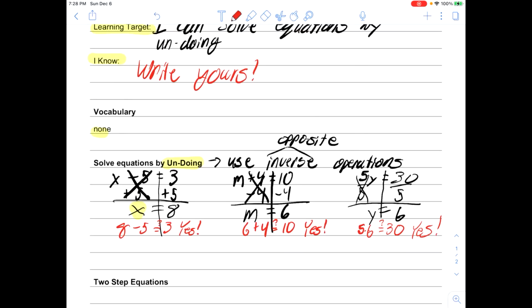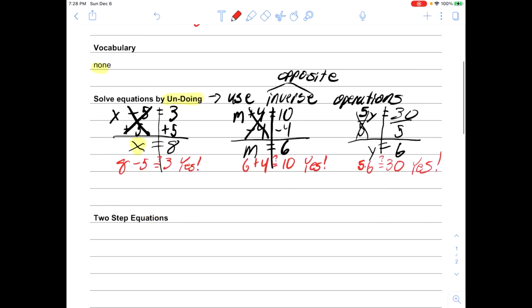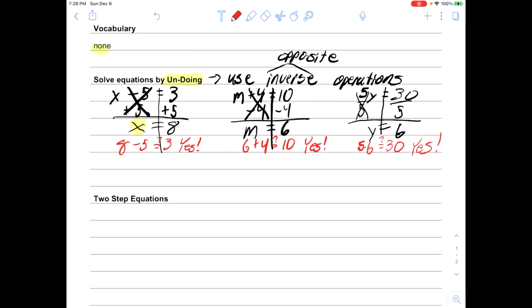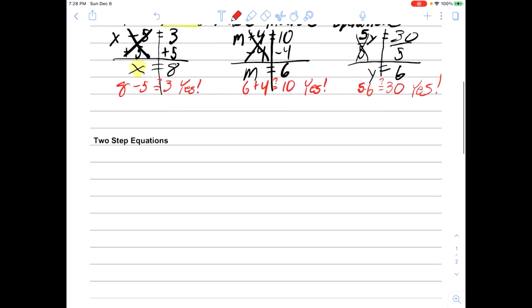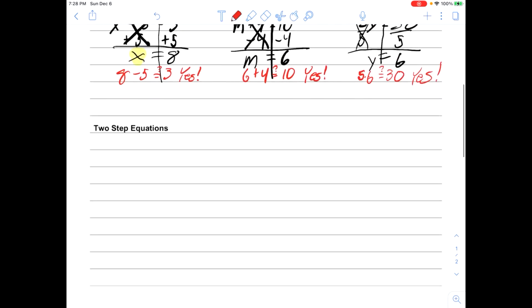I could do the same if there was a division. If there was a division in my original problem, I would undo it by multiplying. So with these, it's fairly easy. You could probably do most of these in your head. But this method is going to help us solve harder problems. And the first type of harder problem is a two-step equation.